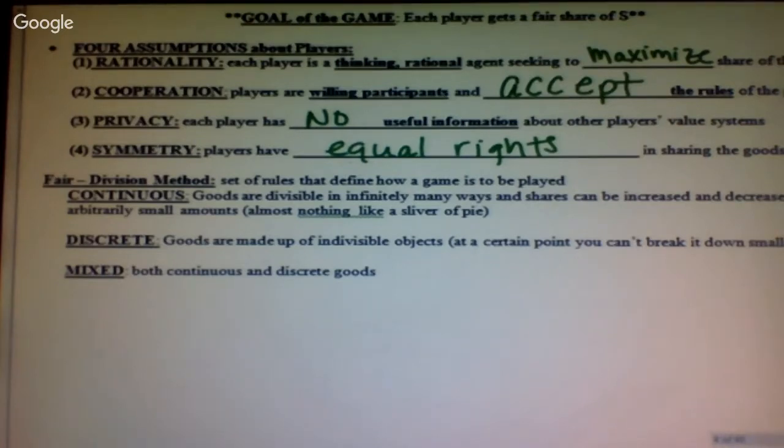Sorry. You're gonna have to buy it. Okay, the last thing, or the last one, is discrete items. Something like a house. You can't take a saw and cut a house in half and split it up.